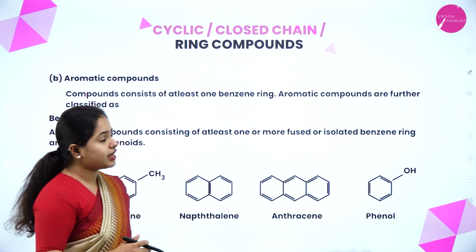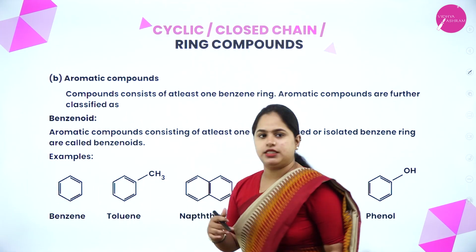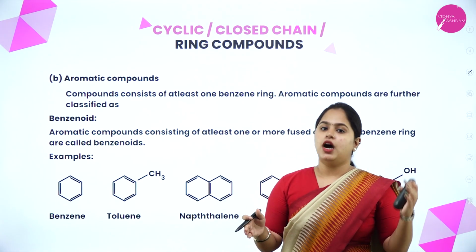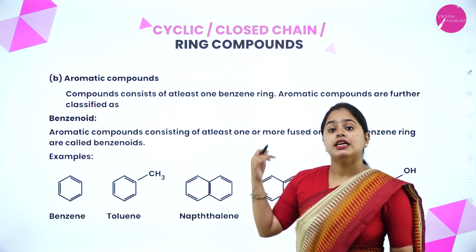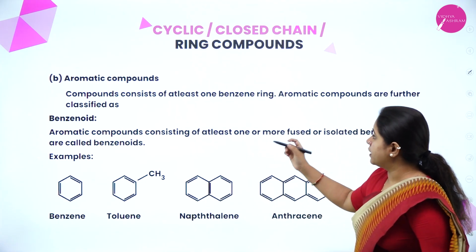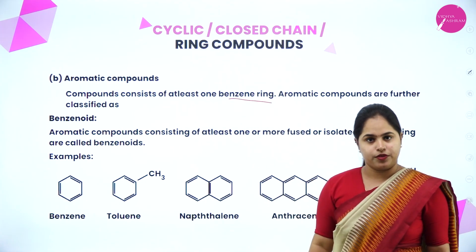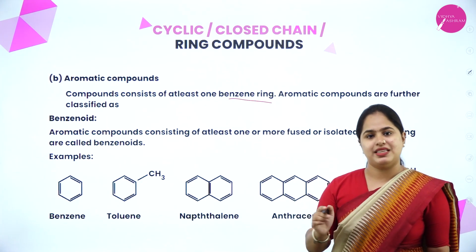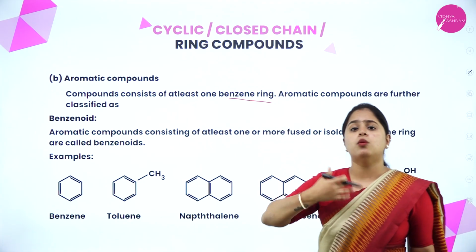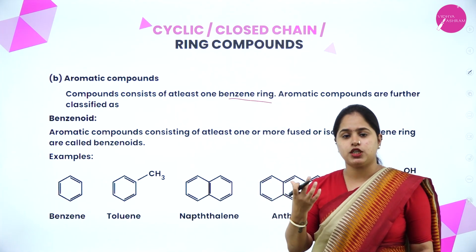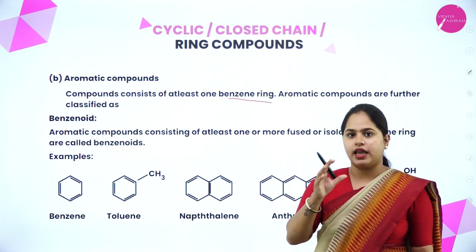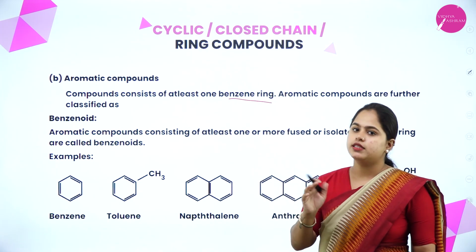Now moving on to the next part, that is aromatic compounds. Yes, homocyclic is further classified into alicyclic and aromatic. The next one is aromatic. These are compounds consisting of at least one benzene ring. Okay, so aromatic compounds have to contain at least one benzene ring. So why are they called aromatic compounds? Because aromatic compounds have a particular smell. Aroma will be there. They have a specific smell. That is why they are called aromatic compounds.